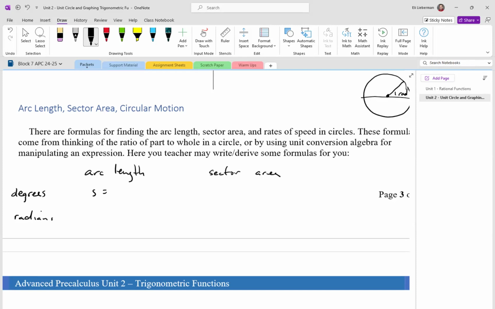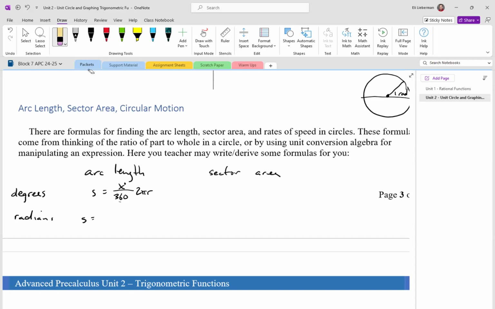So in degrees, to find the arc length of a circle, we take X degrees out of 360 and then multiply that by 2 pi r, yeah? Okay. For radians, is it going to be X degrees out of 360? No, it's going to be X. Well, we're going to use X.